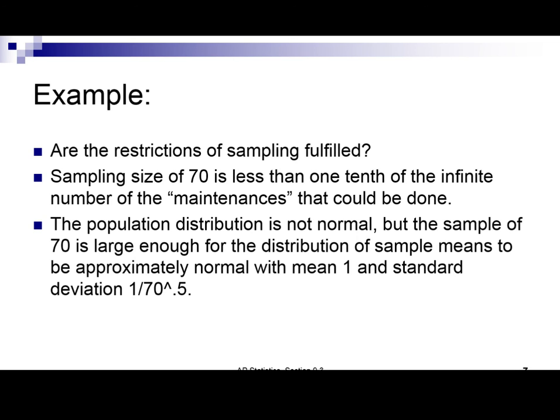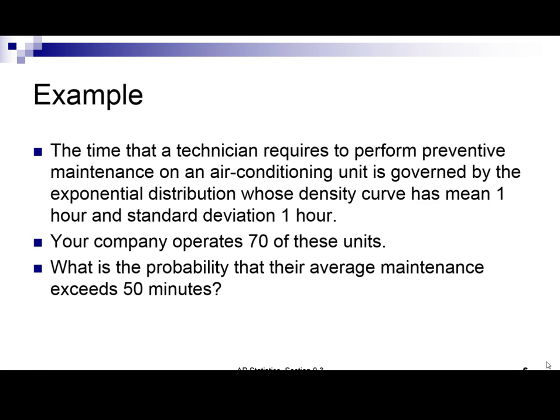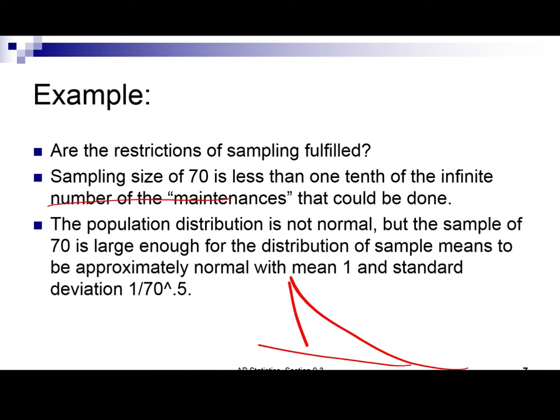So, here's what we know from the last guy. His distribution, what's it look like? Exponential. So, it probably looks like this somehow, just like that example I showed you that was all ridiculous, okay? So, here's the question. Can we really use our tools with this? Well, let's take a look. Are the restrictions on sampling fulfilled? A sample size of 70 is less than 1/10 of the population. Do you think the company serves more than 700 ACs? Definitely, right? So that's 10 times the sample size. So it looks like we've met that one.